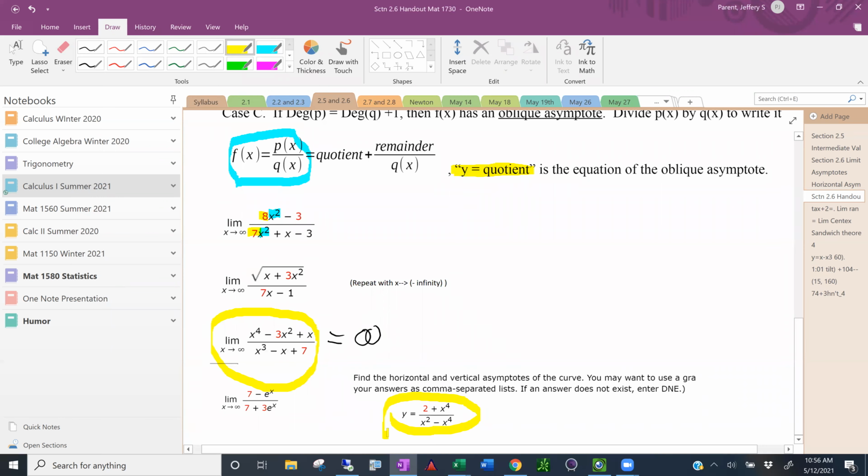y equals 2 plus x to the fourth over x squared minus x to the fourth. If you're looking for the horizontal asymptotes, like you are in this one, then one of the things you're going to have to find is the limit as x approaches infinity and the limit as x approaches negative infinity. So let's take a look at both of those.